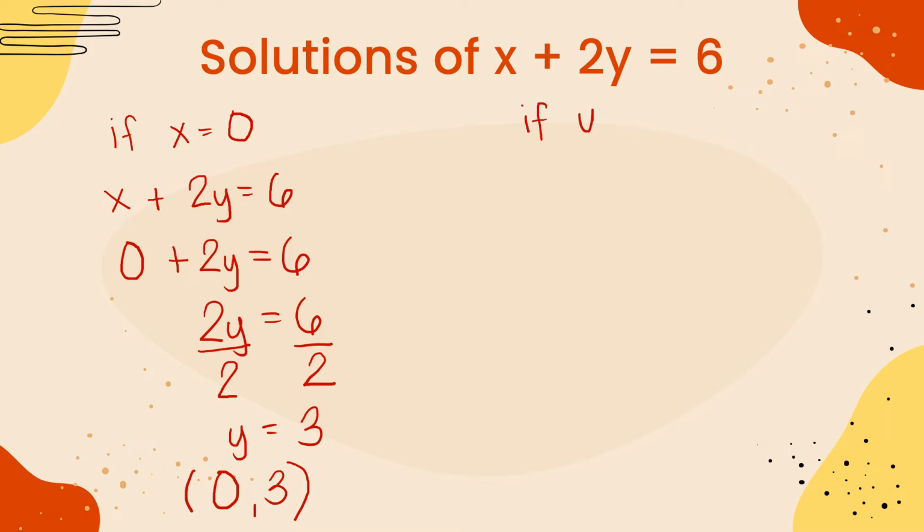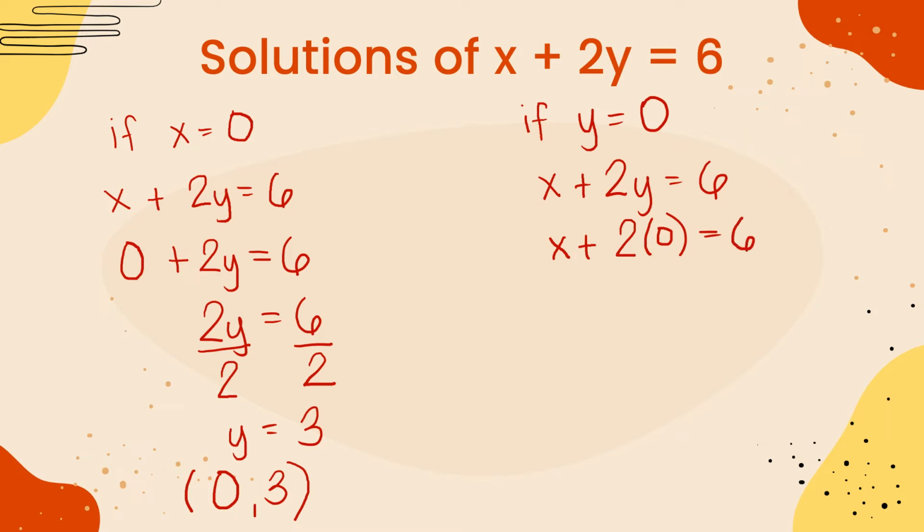Halimbawa naman, si y ang equal kay 0. So, if y is equal to 0, so again, we have x plus 2y is equal to 6. So, we copy x. And then, we substitute 0 for y. So, that is 2 times 0 is equal to 6. And 2 times 0, correct, that is already 0. So, we have here x is equal to 6. O, ayan. We have now 6 and 0.